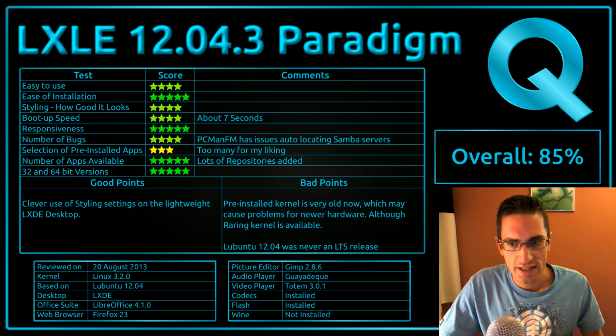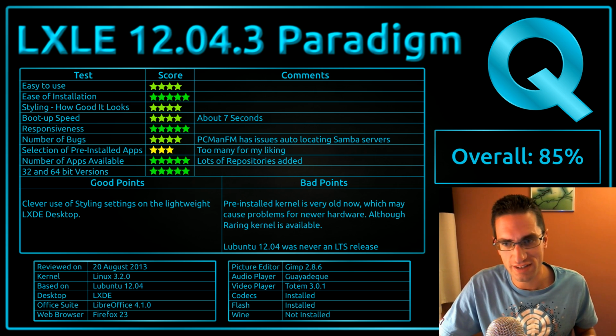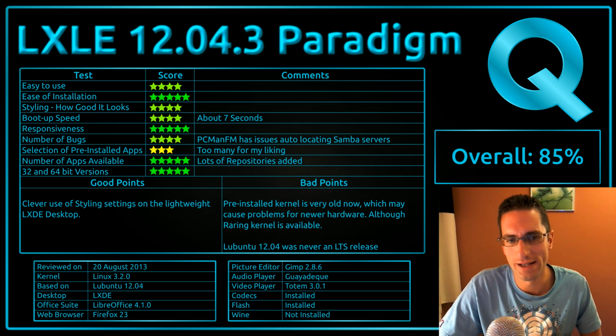The bad points. The pre-installed kernel is very old, which may cause an issue for newer hardware, such as the NVIDIA 600 series of graphics cards, and I think the 500 series as well. Can't remember now. It's been a while since I've used it. Although they do have the Raring Ringtail kernel available, so that's from Ubuntu 13.04. Potentially gives you a newer kernel. However, that kernel was pretty awful and was the reason that there were some stability issues with Ubuntu 13.04.